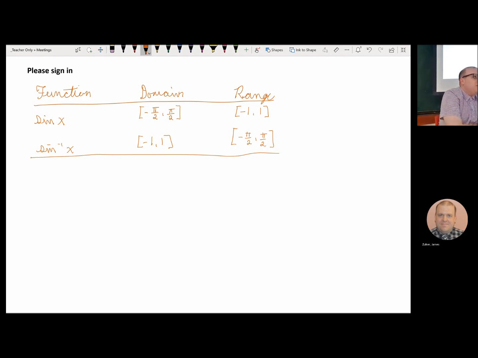I'm going to section them off together, so each trig function is with its inverse. For cosine, restrict the domain to 0 to pi. That is the top half of the unit circle. That'll still give us every value in the range.